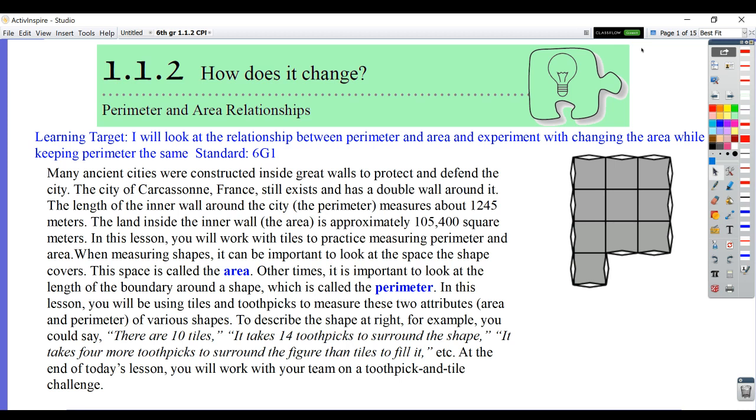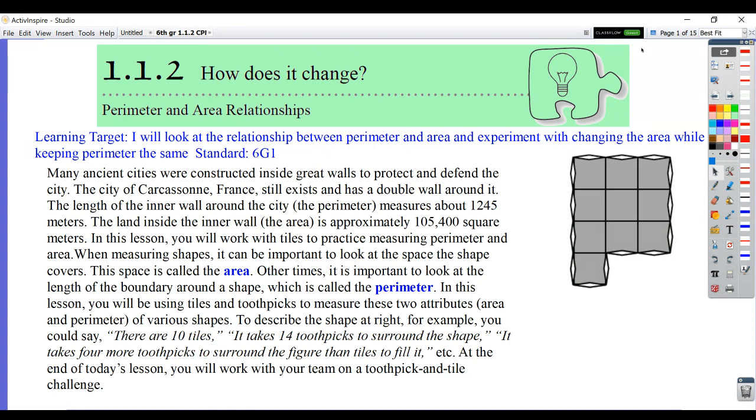This video is to help you understand the classwork from section 1.1.2, looking at perimeter and area relationships. So our learning target is to look at the relationship between perimeter and area and experiment with changing the area while keeping perimeter the same, which is standard 6G1.